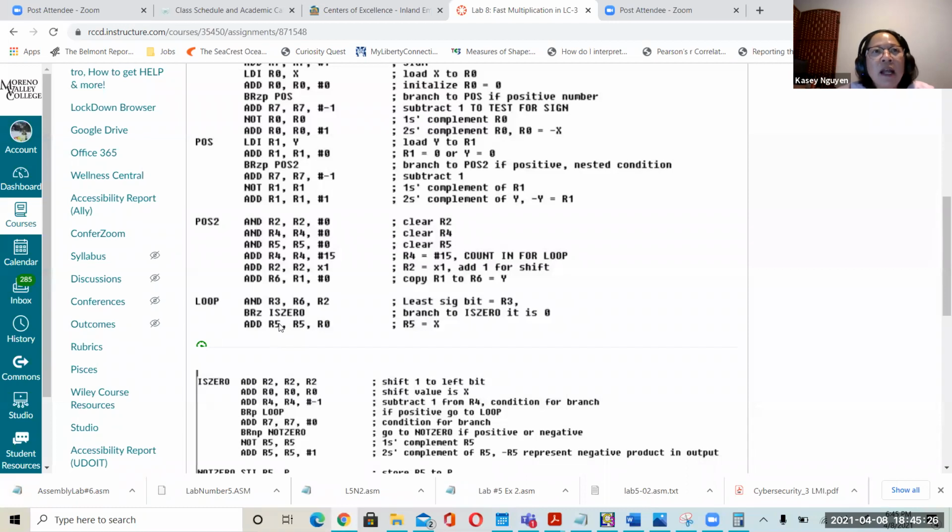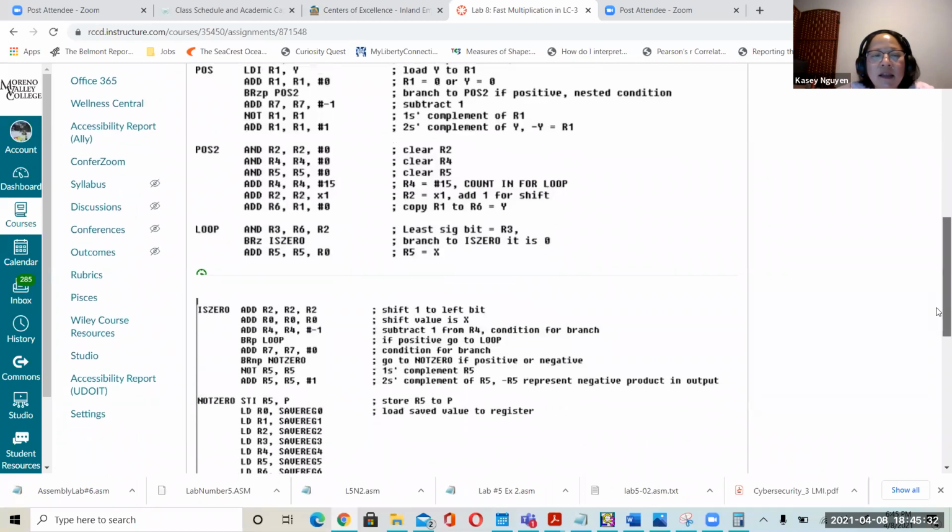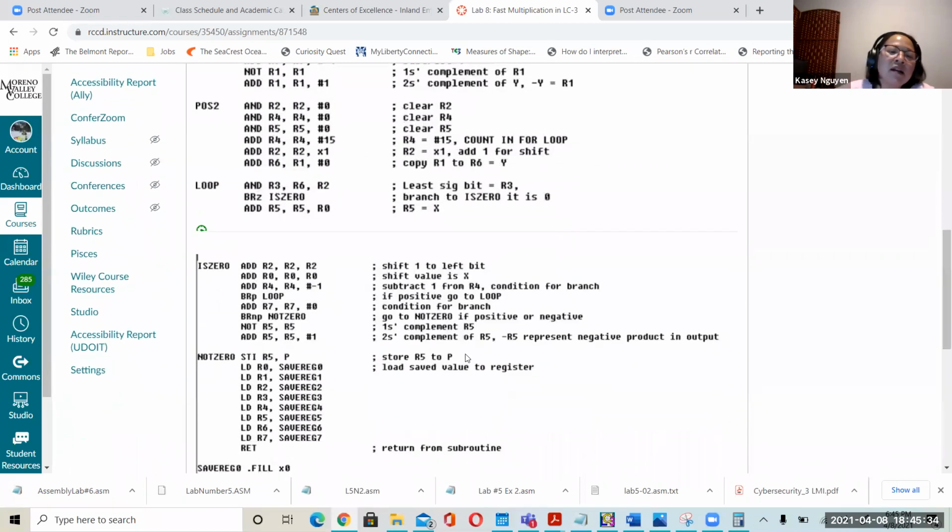Why are we doing that? Because we're going to restore it later. Then on the next part, you are going to have the is 0, because since we branch here, we would have a label called is 0. And then we would do a shift.